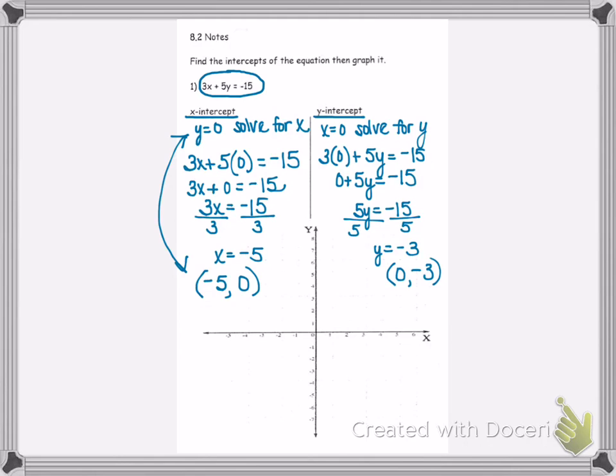So we're going to go down to the graph, and we're going to plot those 2 points. Negative 5, 0 would fall on the x-axis, 5 to the left, and 0, negative 3 would fall on the y-axis, down 3. And when I connect those points, I'm going to get a line that is the graph of all the solutions of the linear equation 3x plus 5y equals negative 15, but it's kind of nice because we only needed 2 to find the graph.